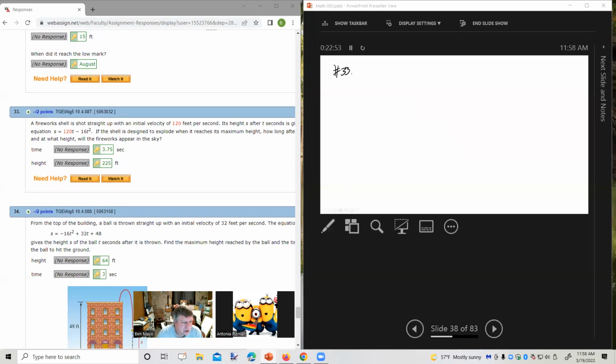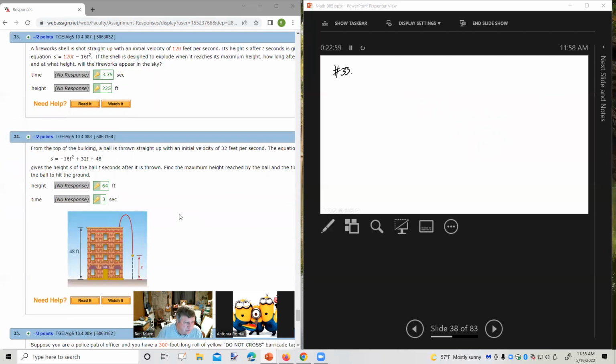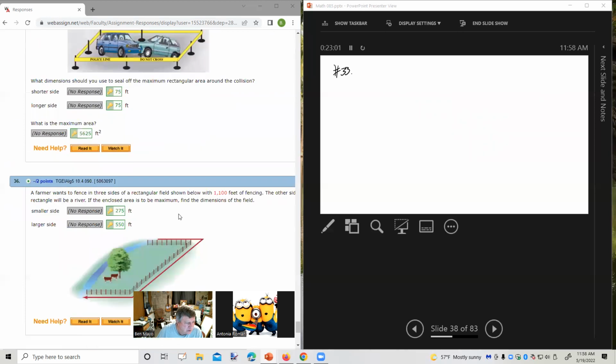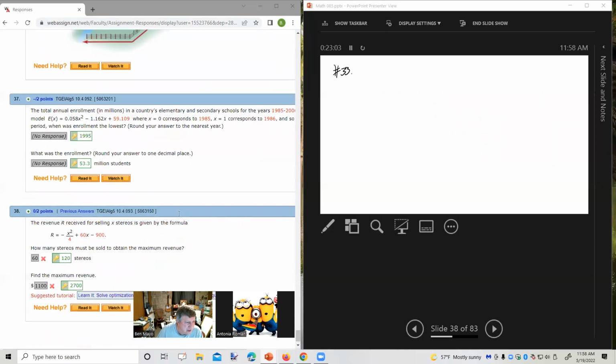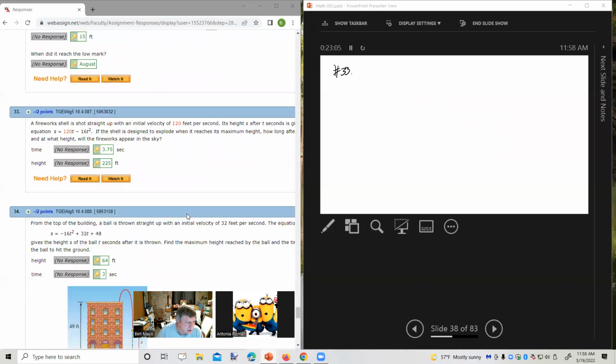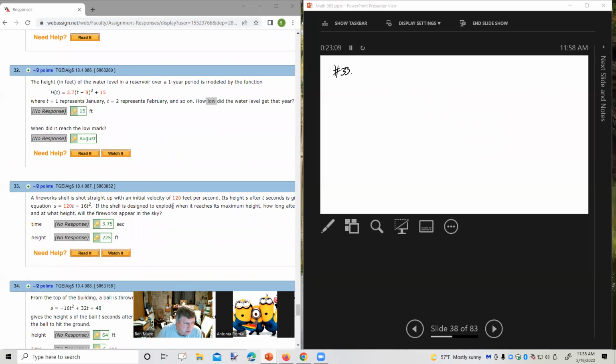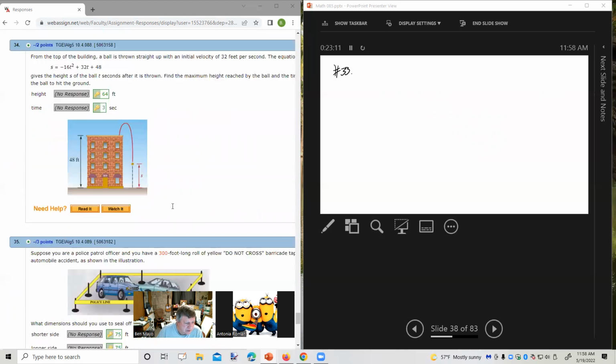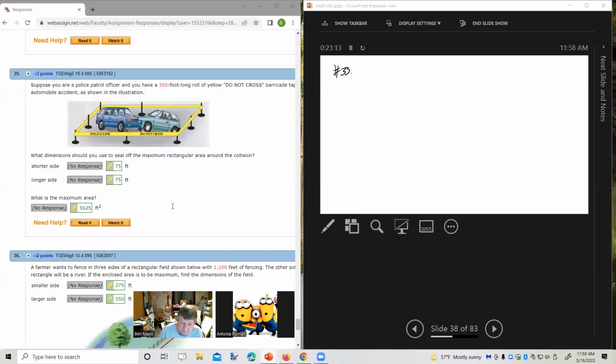A fireworks shell is shot straight up. Yeah, this is just like one I did yesterday. And so is 34. And so is 36. Do you want me to do those, or should I skip those and do ones that I didn't do yesterday? Do one that you didn't do yesterday. Okay, so let's do 35.